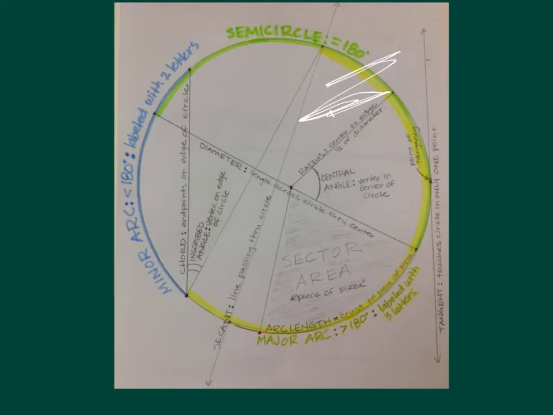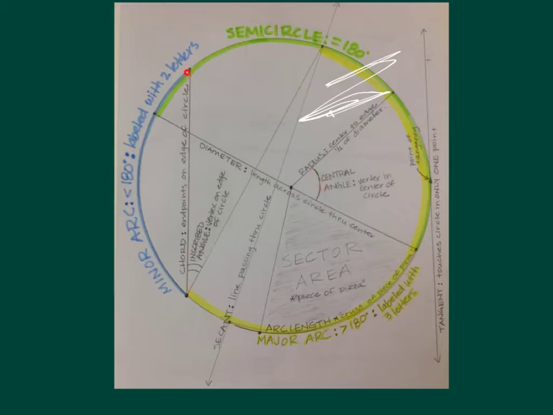Let me go over to this here. This is a central angle, and in order for this to be a central angle, the vertex is right in the center of the circle. Okay, so that's what makes this a central angle.